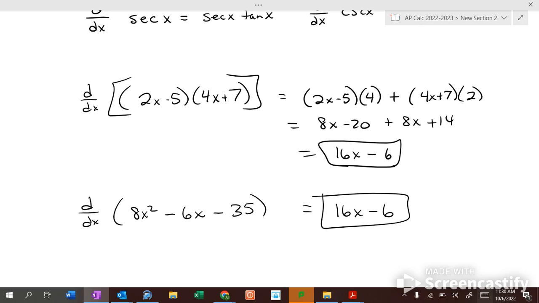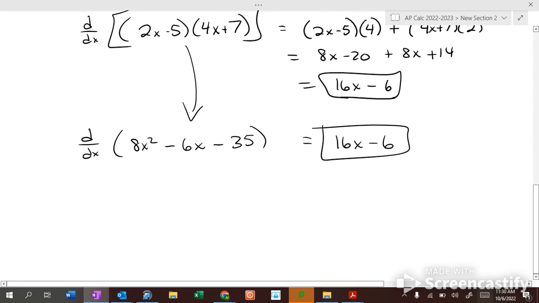I just proved that the product rule is what you get if you multiply those together and you take the derivative of each. Okay. Now you say, well, why don't we just multiply them together every time? Well, we will have more complicated problems than just a simple FOIL problem for the product rule.